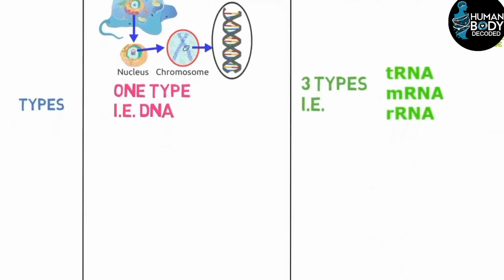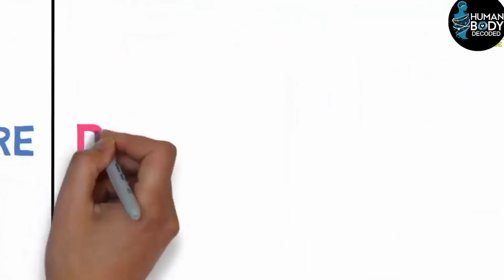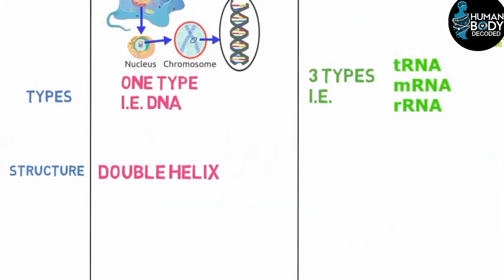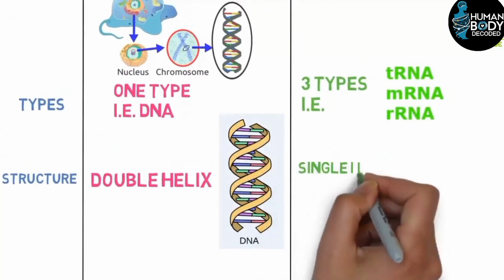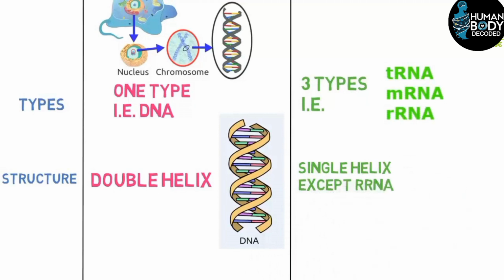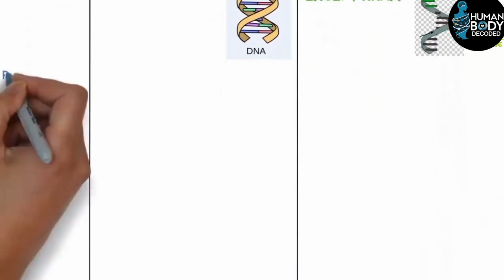When we talk about structure, DNA has a double helical structure. Now, you might be thinking, what is a double helix? It is a ladder-like structure. You can see it illustrated here. But RNA is a single helix, except for rRNA. Why? Because rRNA is the only RNA that is double-stranded. The other 2 types of RNA are single-stranded.